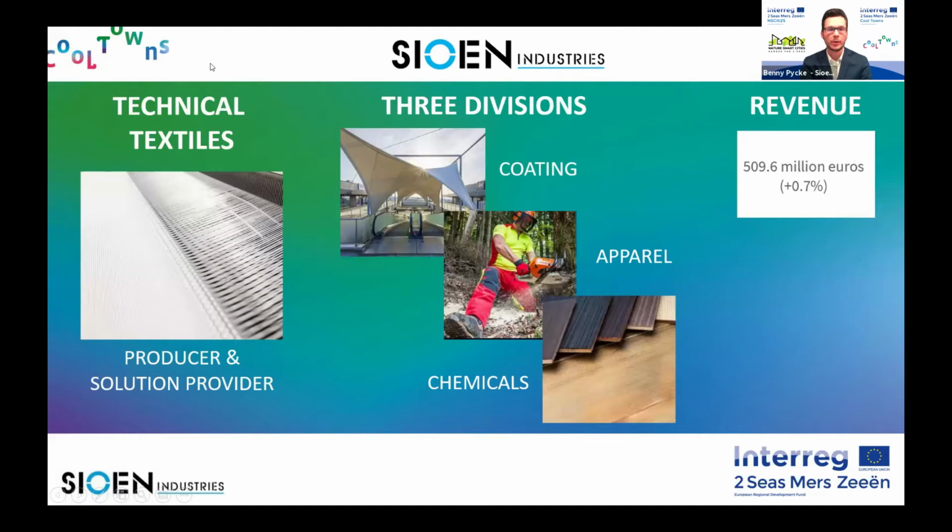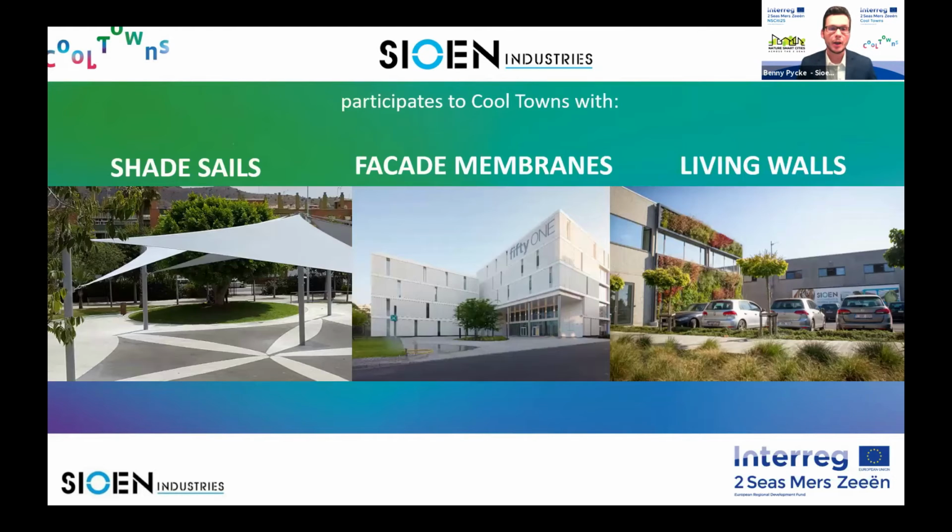So we are a global technical textile producer and a textile solution provider. We have 3 divisions focused on coated technical textiles, but also protective apparel and chemicals, which are basically colorants for many day-to-day products. And as we're a global company, we have a revenue of about €500 million a year.